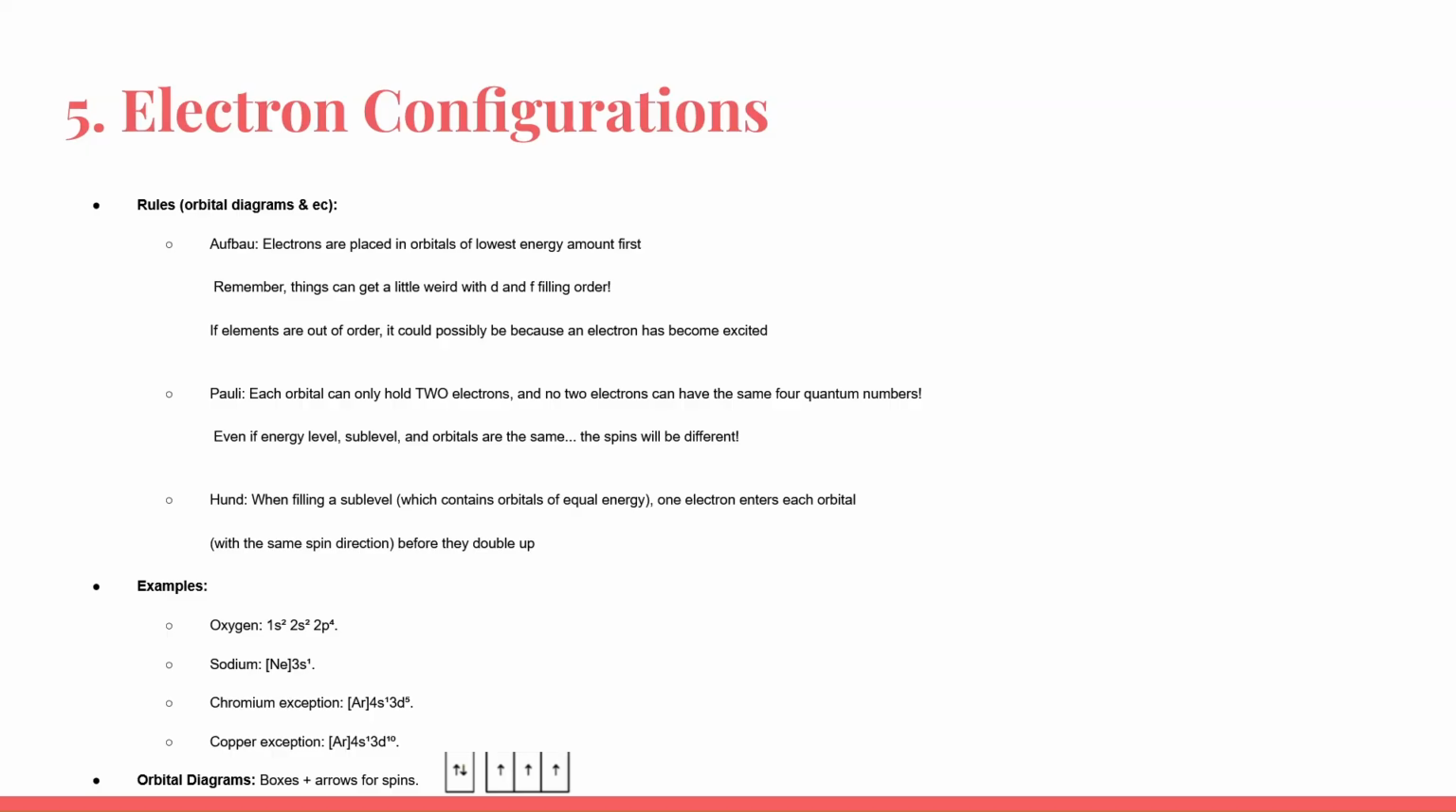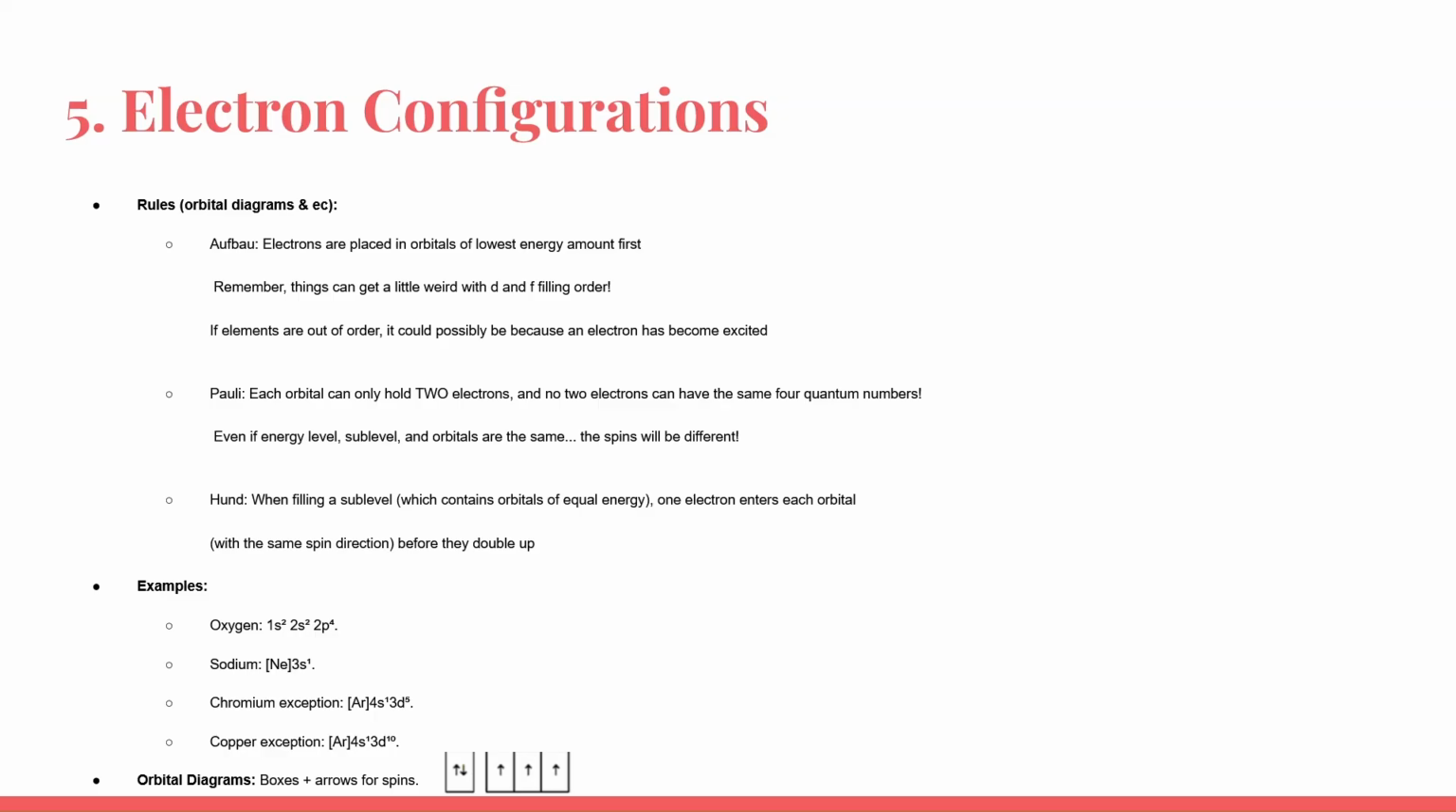Pauli: each orbital can only hold 2 electrons, and no 2 electrons can have the same 4 quantum numbers. Even if the energy level, sublevel, and orbital are the same, the spins will be different. The 2 electrons cannot be the same. They have to have a difference between them, so the spins will be different.